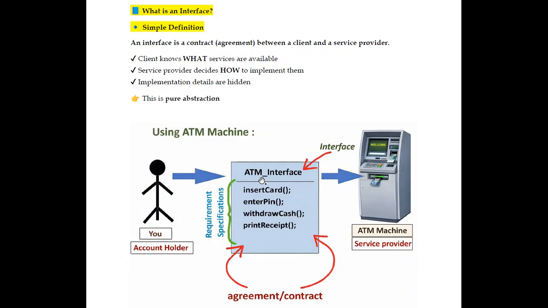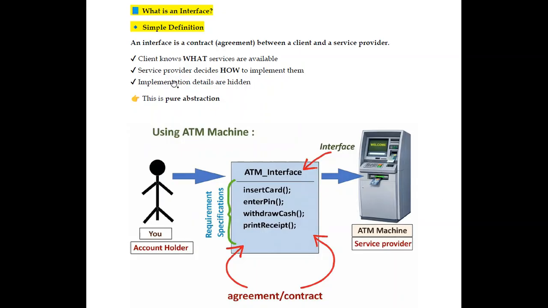So what's today's agenda? We'll discuss why an interface is called 100% abstraction. First of all, an interface is a contract agreement between a client and a service provider. So this is a contract between the client and the service provider.